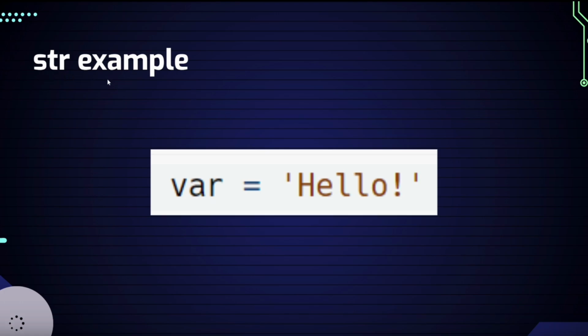So an example of the string syntax would be var is a variable name, equals is for initializing the variable. And you can see we have hello and then an exclamation point surrounded by quotation marks, which makes it a string.